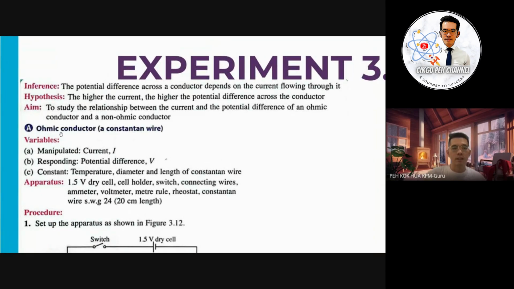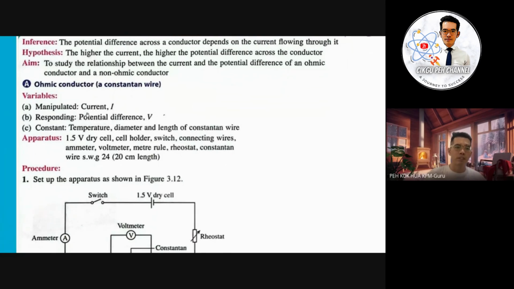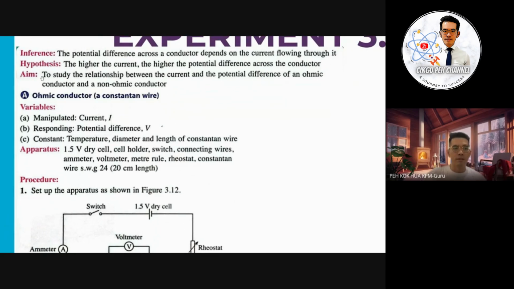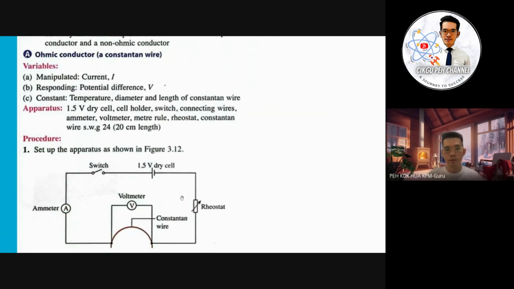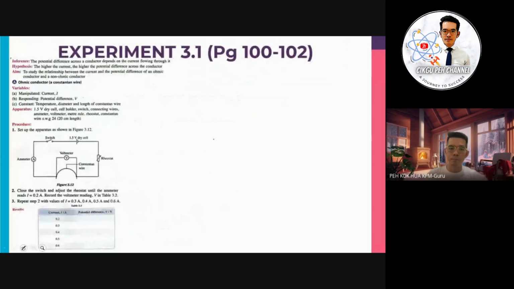For the ohmic conductor, we're using constantan wire for the experiment. Basically you can see the manipulated variable here will be current and potential difference, where you may get the information in the textbook. Here you can see the study of the relationship between current and potential difference on the ohmic conductor. You already have experience doing this experiment together with your school teacher. Okay, so this is the arrangement for the experiment. I'm not going to discuss this experiment in detail, and you will follow all the procedure here.